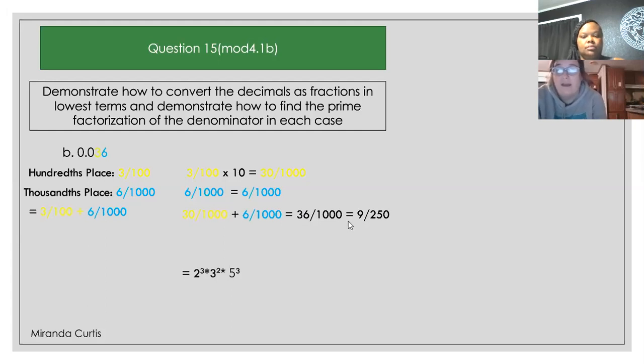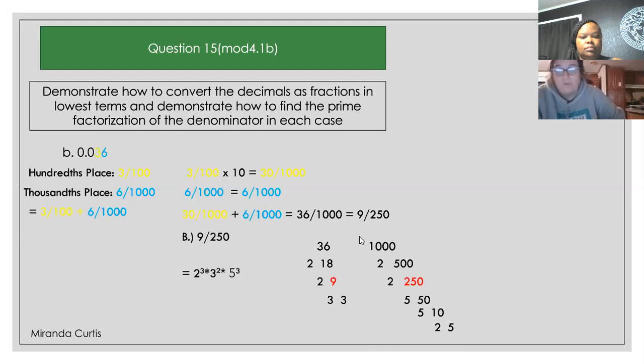Now we're going to have to divide down to simplify it. And so when we divide it down, it's going to give us 9 over 250. That's the lowest it's going to go because both of them can divide by it. Now we're going to come down and find the prime factorization. So we have 36. 2 times 18 equals 36. Then 2 times 9 equals 18. And then 9, we're going to go 3 times 3.